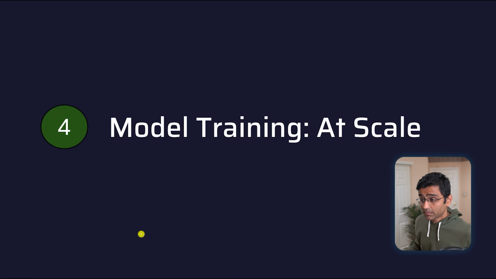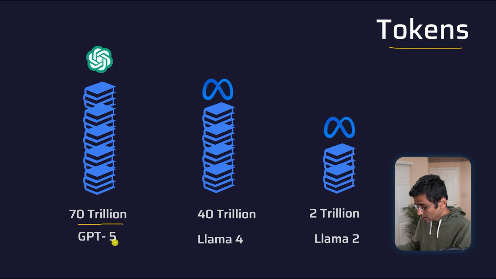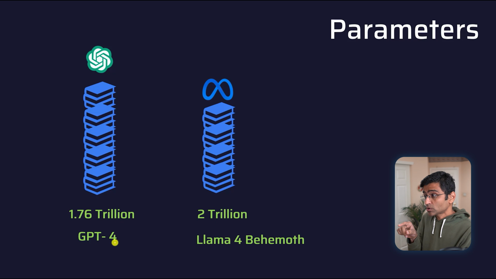The fourth step is model training at scale. When you look at this diagram, you clearly see the huge amount of processing that you will require to train a model on these many tokens. 70 trillion tokens on GPT-5. Tokens are basically your data size, right? Other than tokens, you also have a huge number of parameters. So GPT-4, for example, has 1.76 trillion parameters that you need to tune.